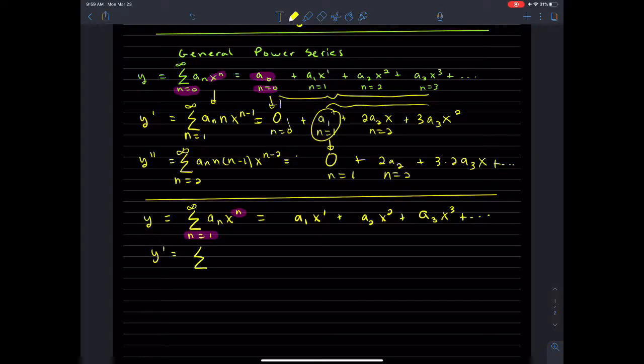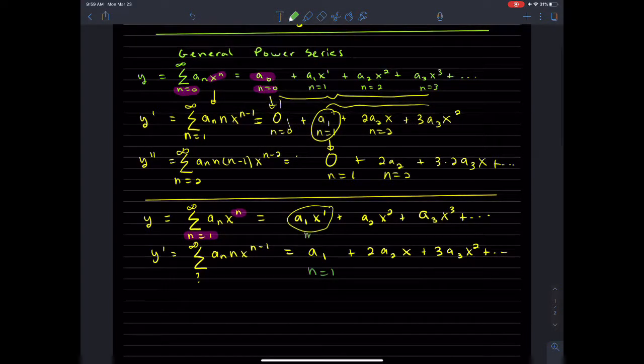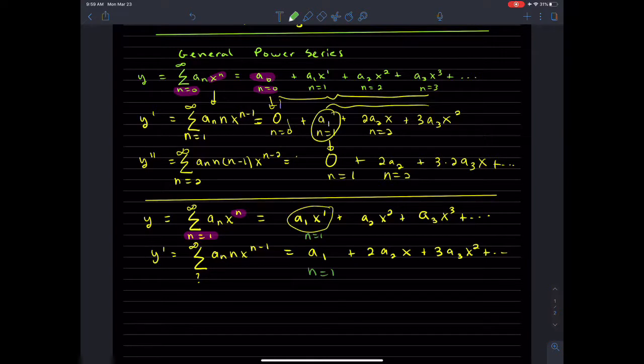And I want to take y prime, and I get a_n, n times x to the n minus 1, and it goes to infinity. We'll wait on our lower index. When I take the derivative, the first term is just plain old a1. It did not drop off, as you can see. Then 2a2x plus 3a3x squared going on. This is n equals 1, just like this was n equals 1. And so what's my new counter here? It's still n equals 1. That did not go up by 1, and again, it didn't go up by 1 because there is no constant to drop off. So I think that's our rule.